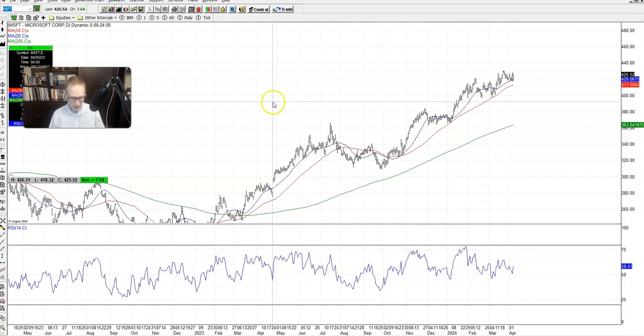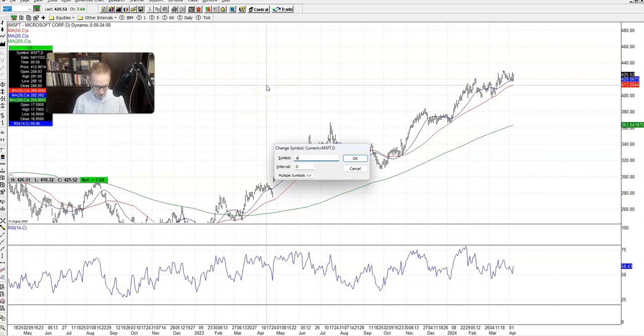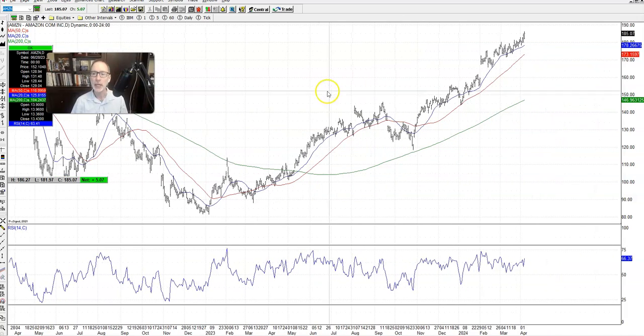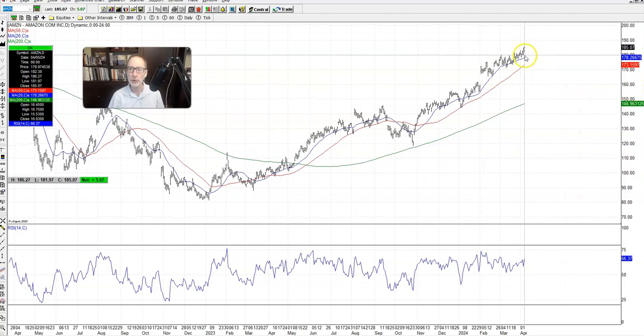Microsoft trending nicely higher. Same thing, let's look at Amazon. Chart's going to look pretty much the same. Let's get the chart going here. Amazon, same thing. Look how it's strongly trending higher, hugging along the 20-day moving average. If you want to be an Amazon bull, wait for that next little pullback to the 20-day moving average, your higher probability setup. That's what you want to look for. And then you can get long.